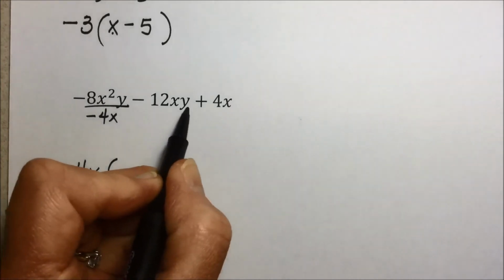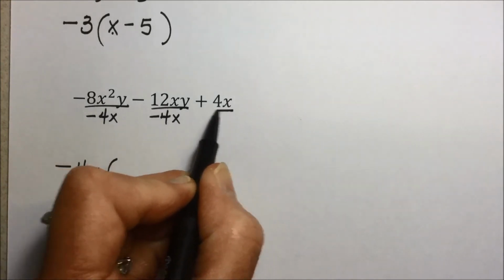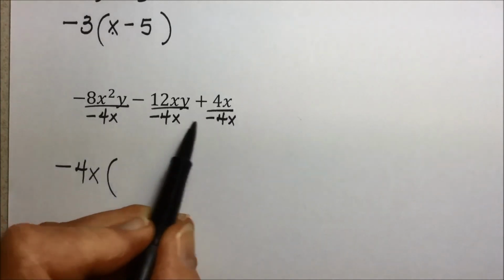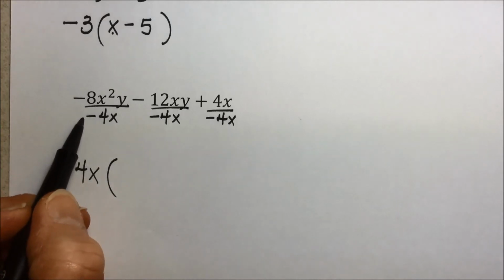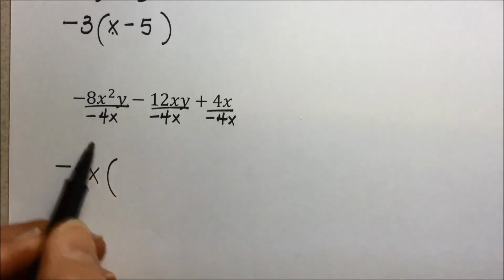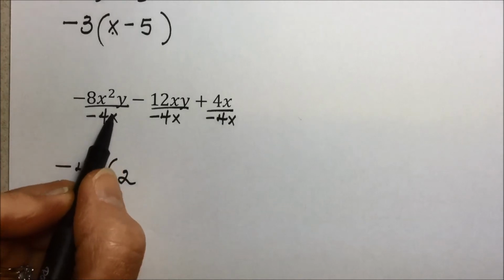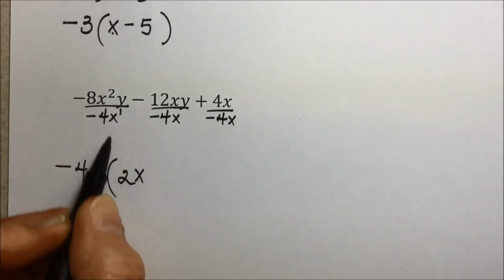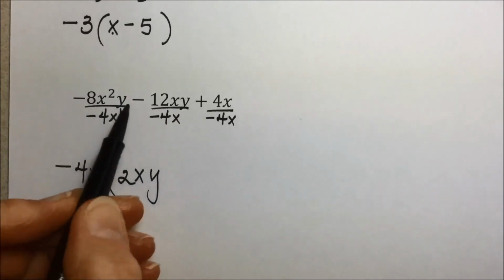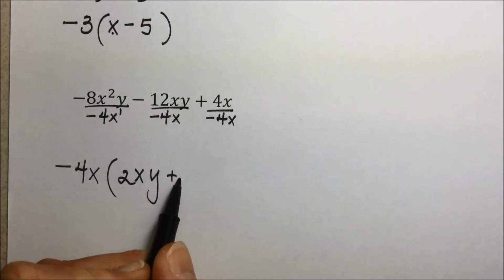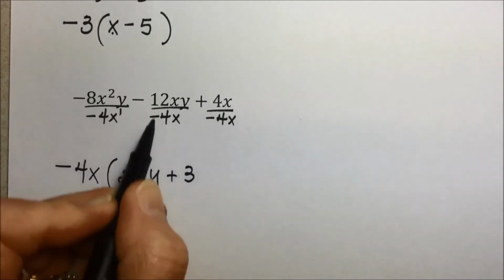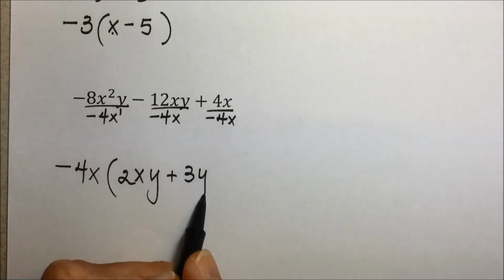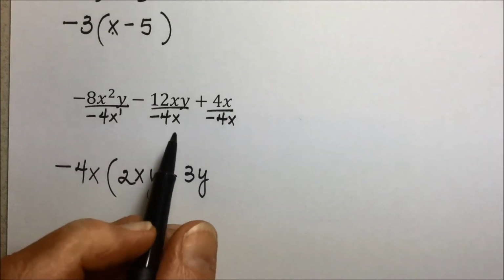Dividing each term then by the greatest common factor and the negative coefficient to boot means we're dividing each by -4x. Negative divided by negative is positive. 8 divided by 4 is 2. Our x to the 2nd divided by x to the 1st, subtracting exponents leaves an x, and we did nothing to the y. A negative divided by a negative is positive. 12 divided by 4 is 3. X's cancel out, leaving a 1 and a y, leaving a 3y for final answer.